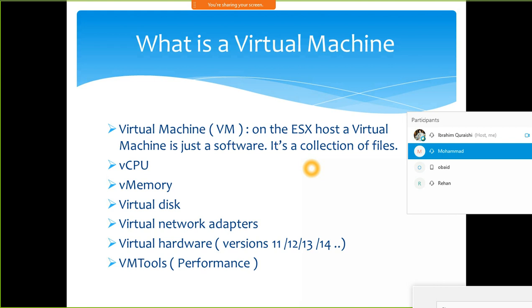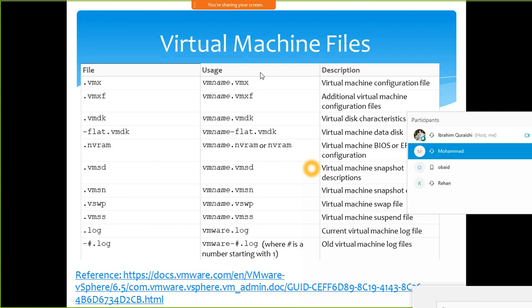So let's get started. When you open a virtual machine, these are the files which you will see. So I'll explain a little bit. Now this looks a little bit theoretical, but we'll also see it on the practical side. So the VMX file is the virtual machine configuration file.